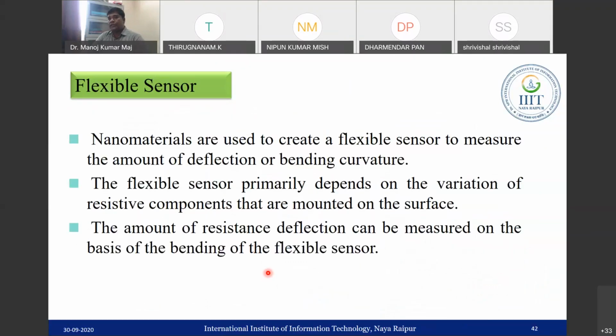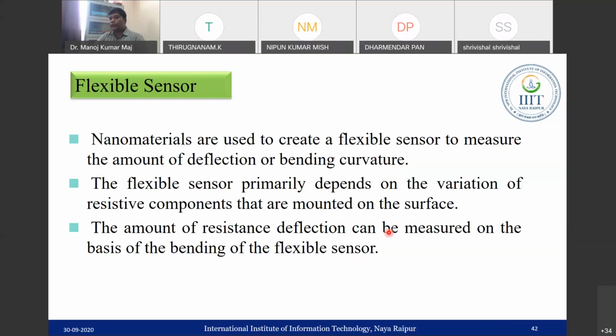Then the flexible sensors. The main advantage of nanomaterials is that they are very flexible, so they can also be used as flexible sensors. Suppose you use OLEDs, the organic LED devices, or OTFTs, the organic thin film transistors. They are very flexible in nature, and due to their deflection or bending curvature, they can be useful as flexible sensors.